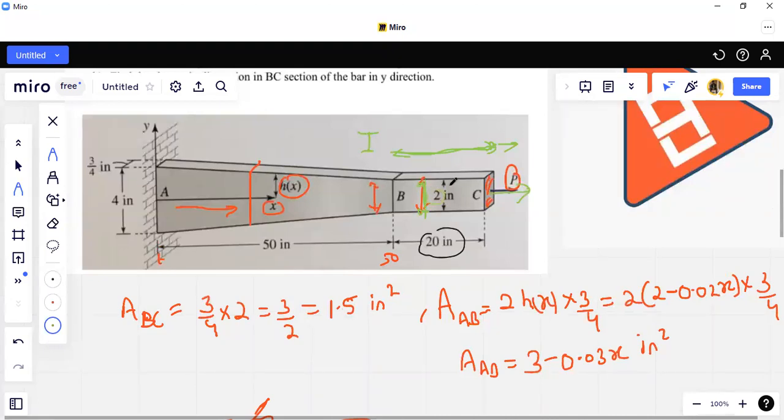This is 2 inch. So after elongation, the vertical height of BC will be less than 2 inch. So it will be like 2 minus 0.0003325. This will be the final vertical height of BC member. So negative sign shows the decrease in the BC vertical height. So this is all. I hope you got clear.